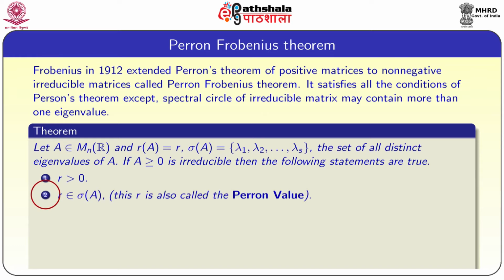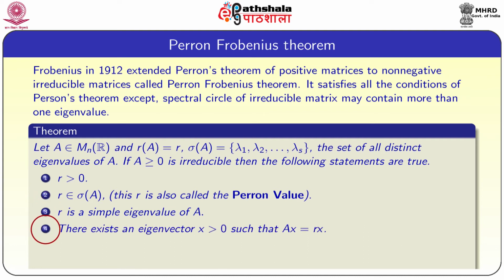R belongs to sigma of A, that is the spectrum of A, or the set of all distinct eigenvalues of A. In this case also R is called the Perron value. R is a simple eigenvalue of A. There exists an eigenvector x greater than 0, that means a positive vector, every entry of x is positive, such that Ax equal to Rx.